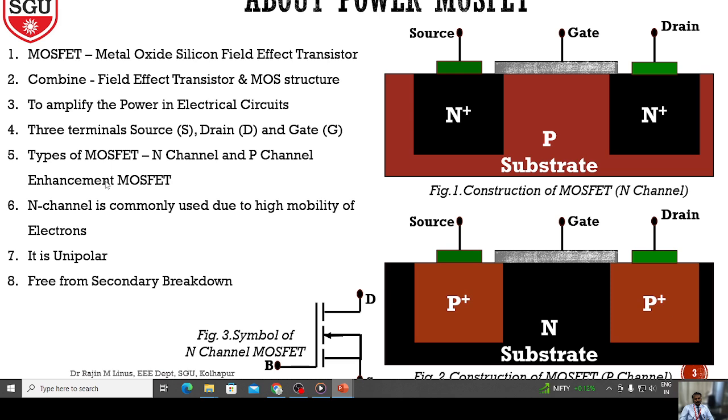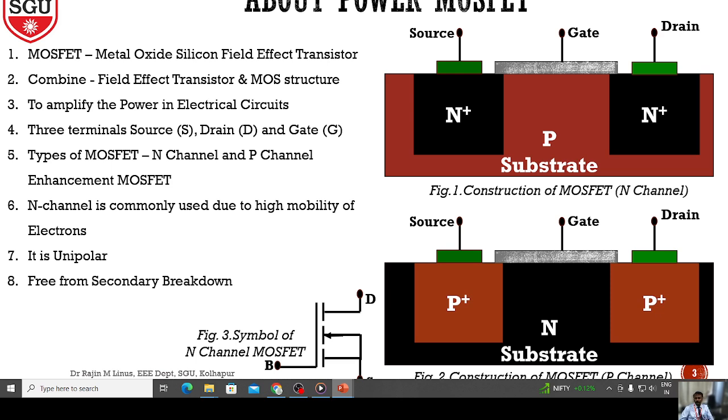Then, types of MOSFET. As I told already, there are two types of MOSFET: n channel MOSFET and p channel MOSFET. Normally these are enhancement type, so we call them n channel enhancement MOSFET and p channel enhancement MOSFET. But this course concentrates only on the n channel MOSFET. The reason is that the n channel MOSFET has high mobility of electrons, so in the majority of applications n channel MOSFETs are very helpful.